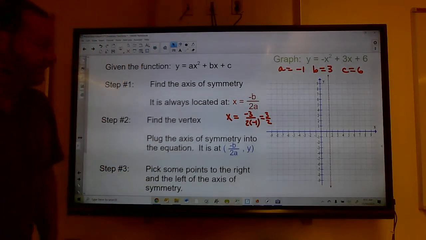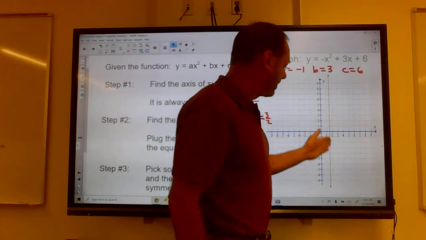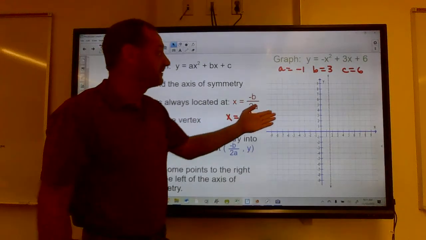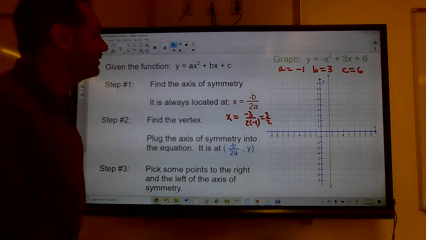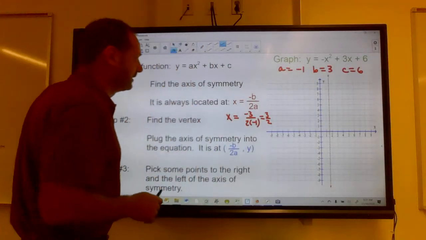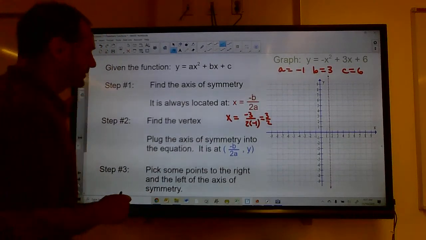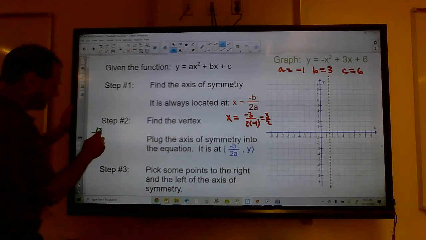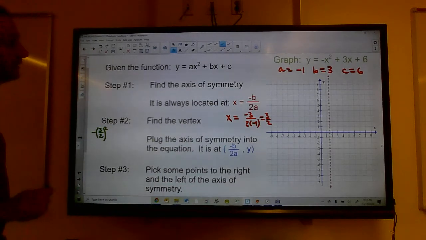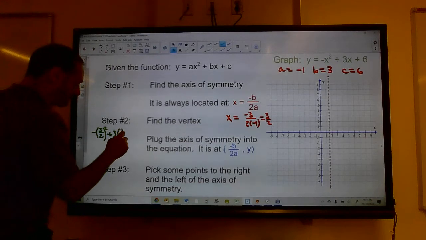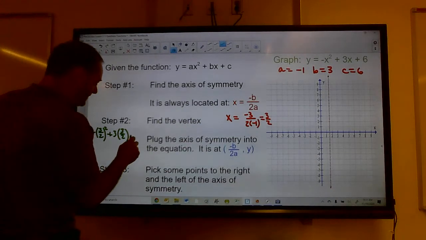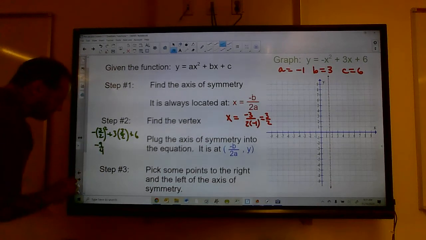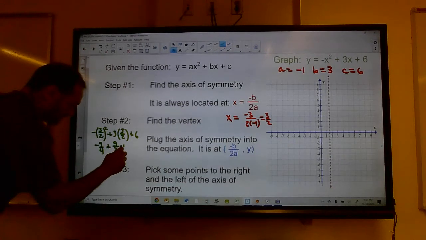Step 2, you're going to find the vertex. So you know the vertex is somewhere on this line. So how do you find it? Well, you take the axis of symmetry and you just plug it in the equation. Okay, so I go... Of course, I picked a nice one to do this with, didn't I? So this would be negative 3 over 2 squared plus 3 times 3 over 2 plus 6. Okay, so this is negative 9/4 plus 9/2 plus 6.